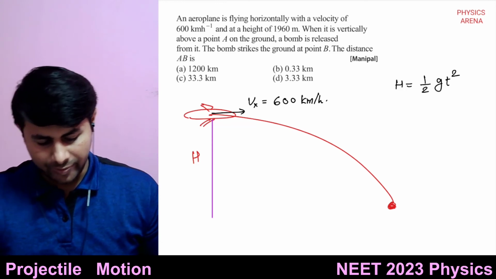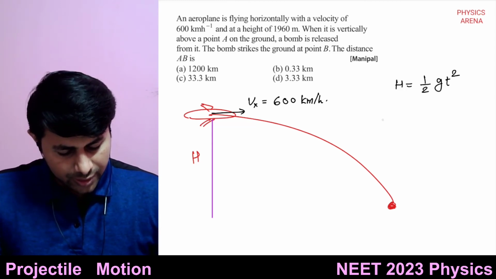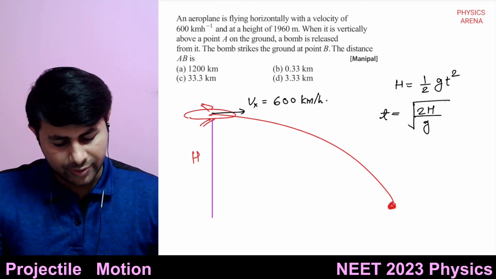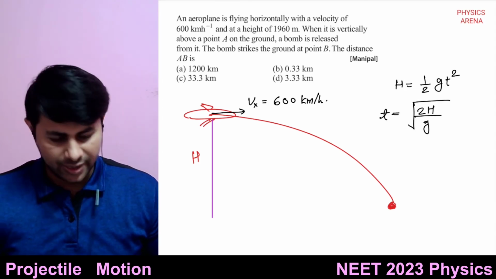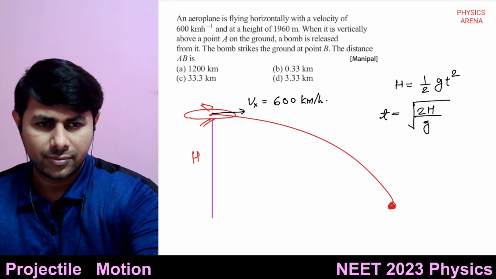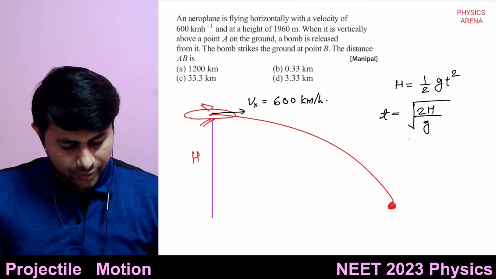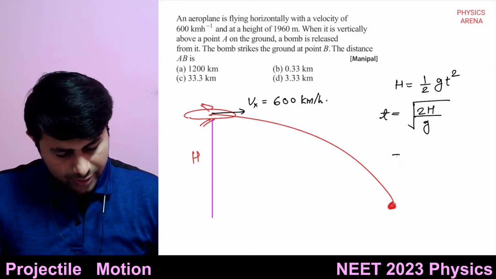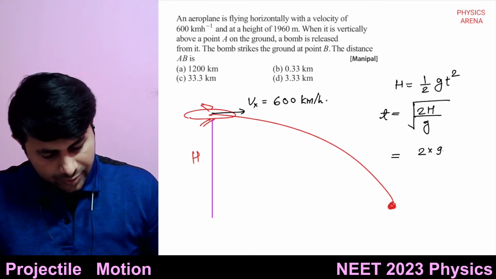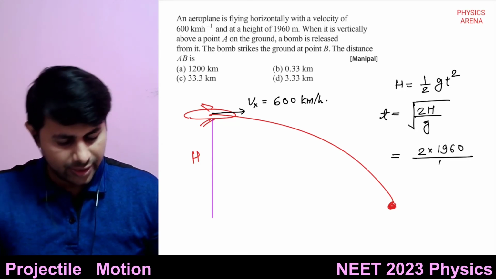So you can find out time from this. So t is equal to what? Square root of 2h upon g. Or you can directly remember this formula too. The square root of 2h upon g, right? So let's substitute the values. So it is 2 times 1960, the height, divided by g. G is 10, or take 9.8.